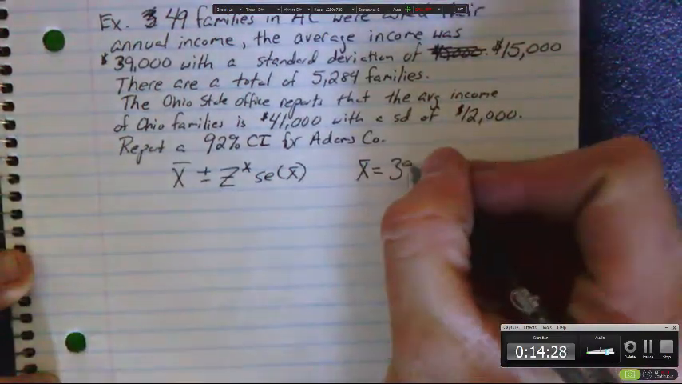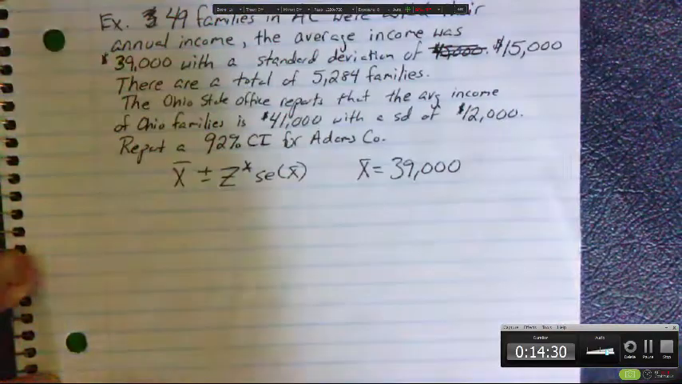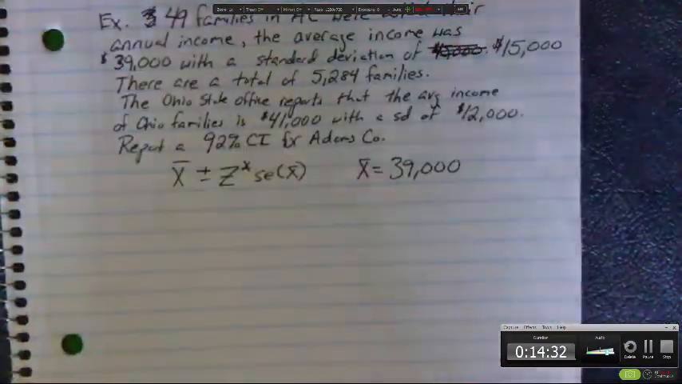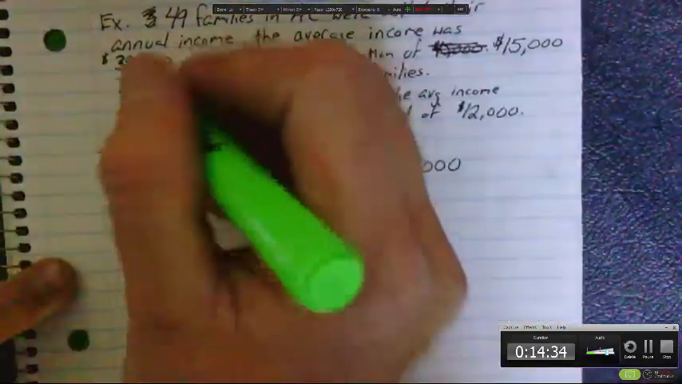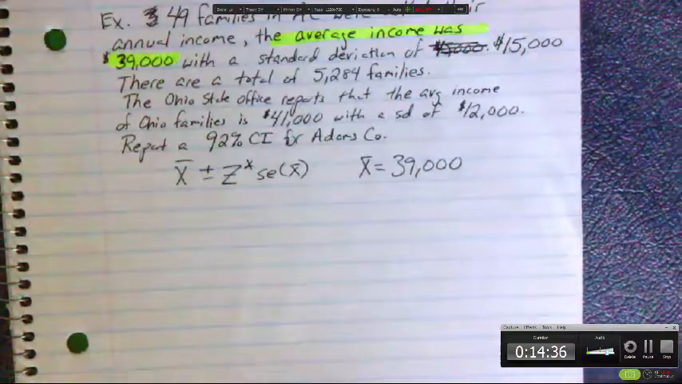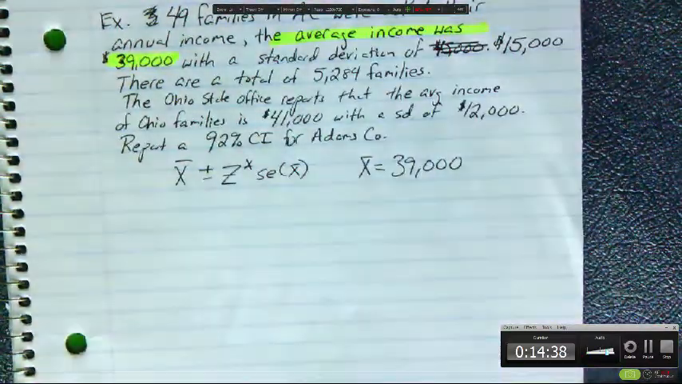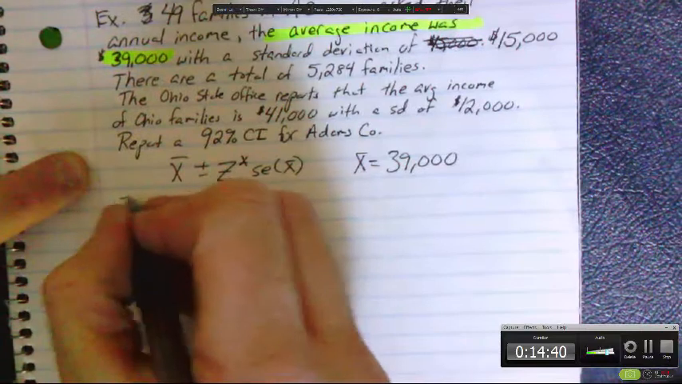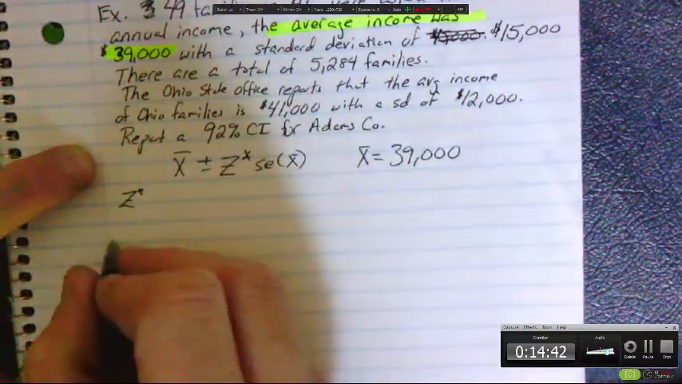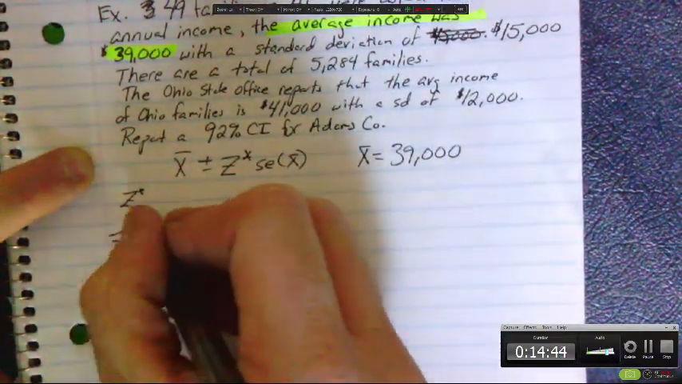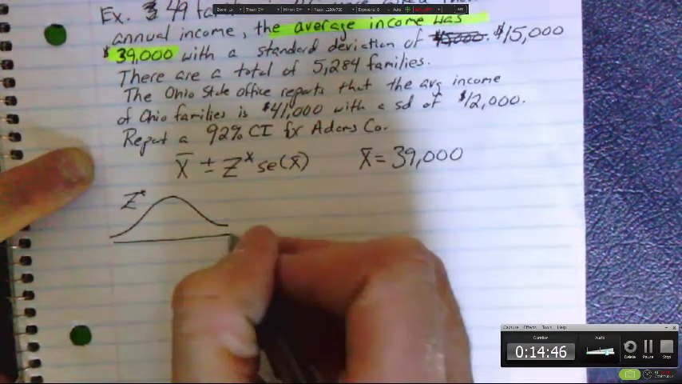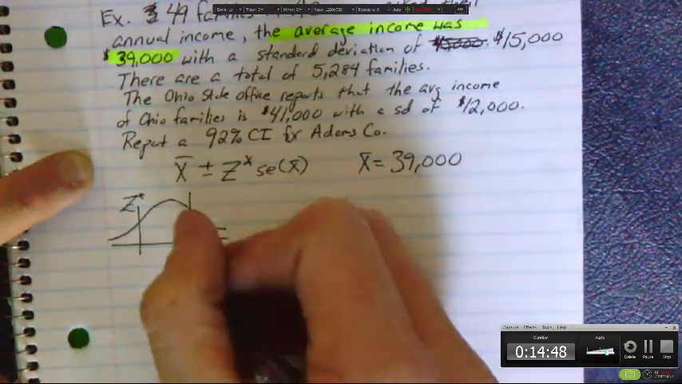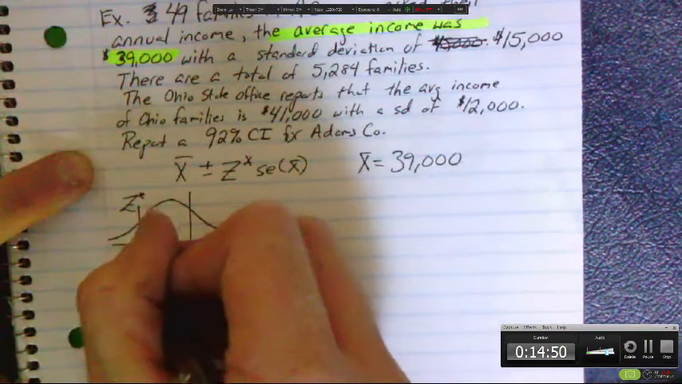39,000. Okay? X bar, the average of our sample, that's the sample mean, is 39,000. Define Z critical. Remember, Z critical is based on your confidence interval. Here's Z critical, here's negative Z critical.